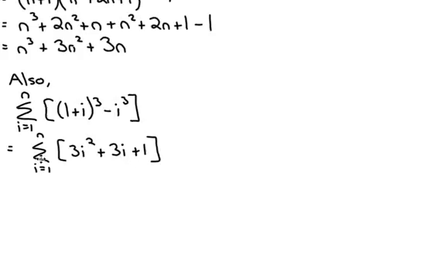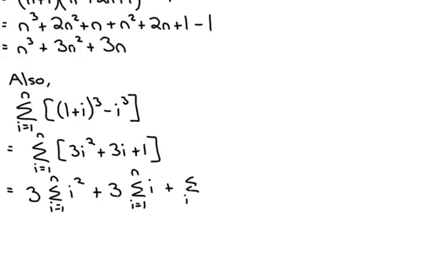Okay, now we know that a sum can be split over different terms, and we can take out constants. So it's the sum of 3i squared, which is 3 sum i squared, plus 3 sum i, plus the sum of 1 up to n.